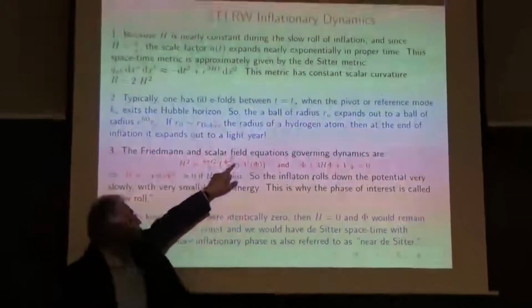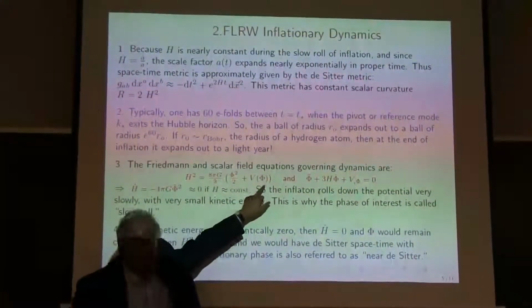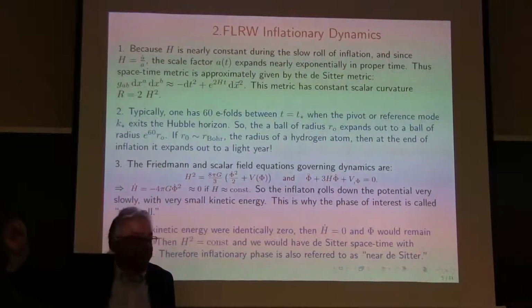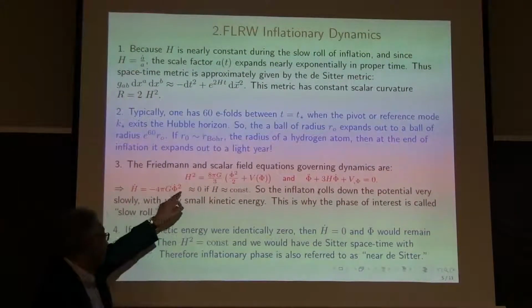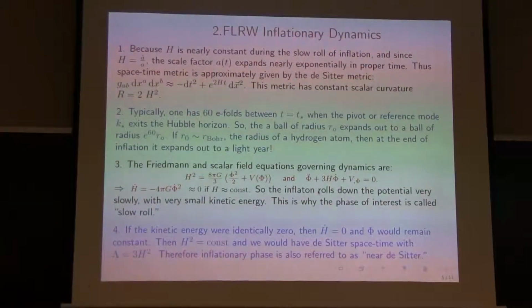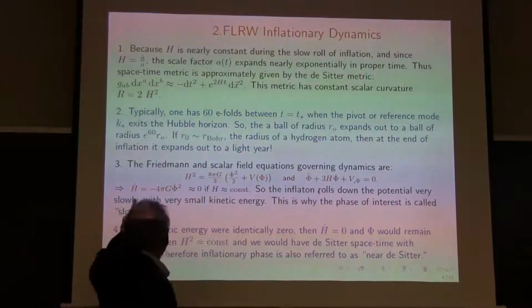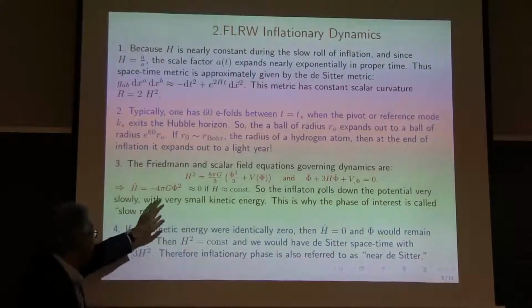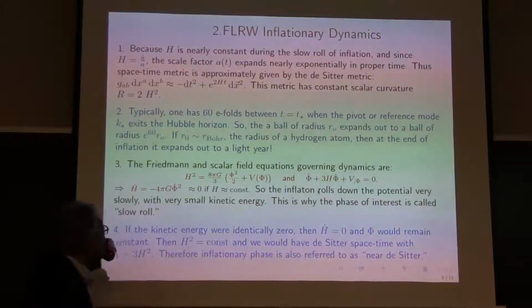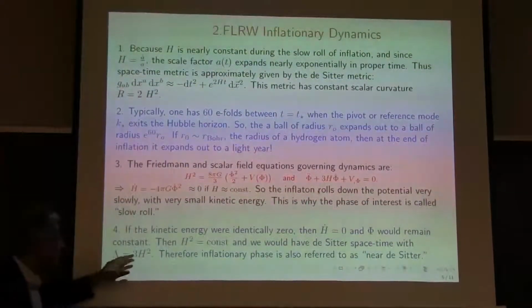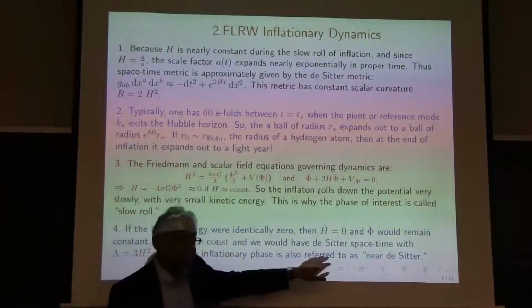Most of the energy is coming from the potential energy, and since the inflaton is rolling down very slowly, the potential energy also doesn't change very much, and therefore h is nearly constant. If the kinetic energy were identically zero, that is to say, if phi dot were equal to 0, then phi would be constant. The scalar field inflaton would remain constant, and we would have exactly de Sitter space-time.